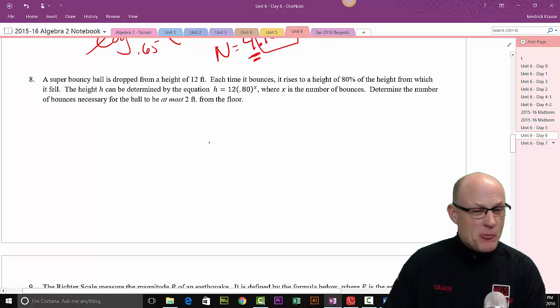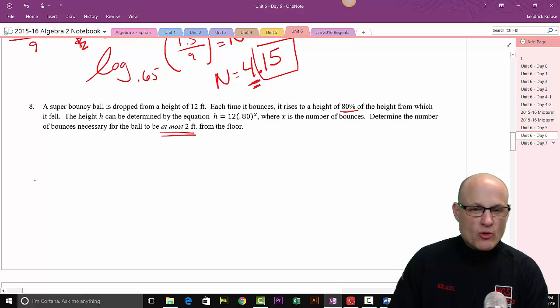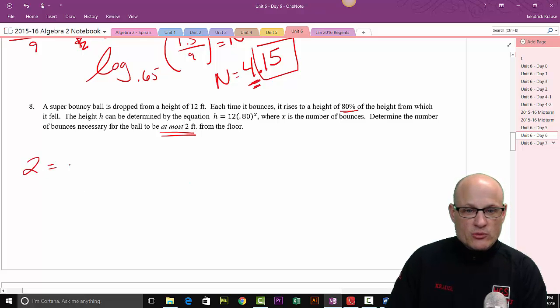A super bouncy ball is dropped from a height of 12 feet, and each time it bounces, it rises to a height of 80% of the height from which it fell. The height h can be determined by this formula, and we want at most 2 feet. At most is the same as no more than. So it can't go over 2 feet. So we're going to do the same thing. 2 is equal to 12 times 0.8 to the x, where x is the number of bounces again.